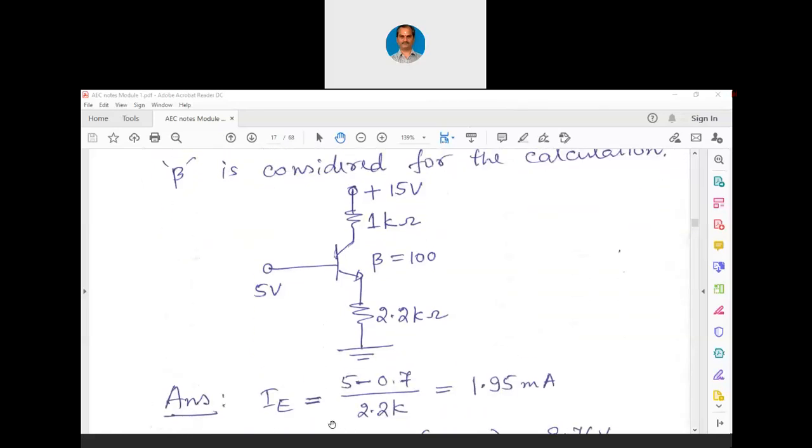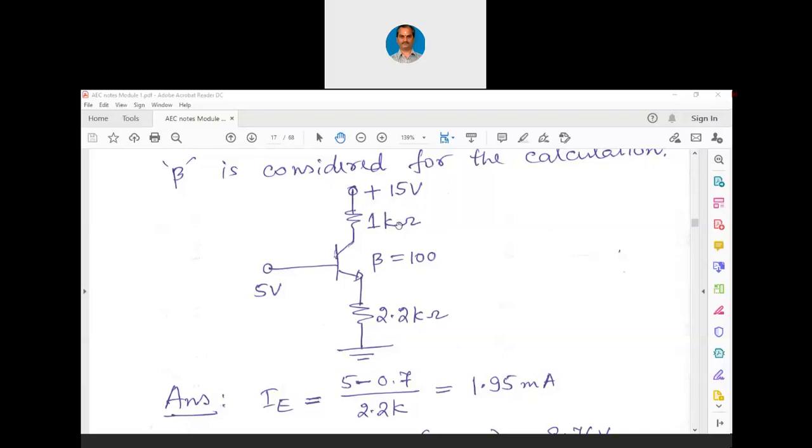The answer is IE equals (5 minus 0.7) divided by 2.2K. At the base it is 5 volts, here it is 0.7. Please understand, even though the transistor is not in deep saturation, we generally assume VBE equals 0.7. Even in the active region, we generally take 0.7 for a silicon transistor. So (5 minus 0.7) divided by 2.2K is 1.95 milliamperes, the emitter current.